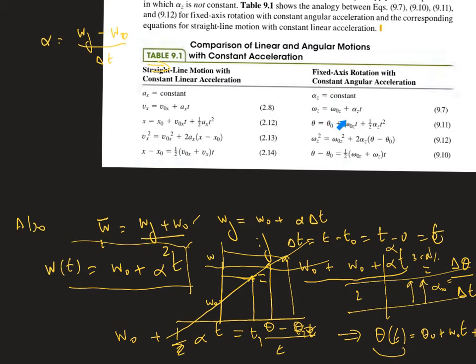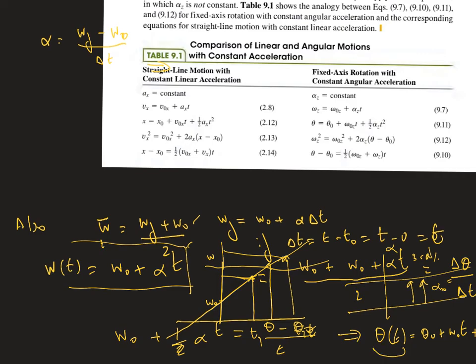In the case that the motion is a rotation, with constant angular acceleration, omega z is like this, very similar. See the comparison. You change alpha by a, and omega by v, and you get the same equation. Theta is this equation. You change x by theta, the velocity v by omega, and the acceleration a by alpha, and you obtain this equation that I have shown you here.